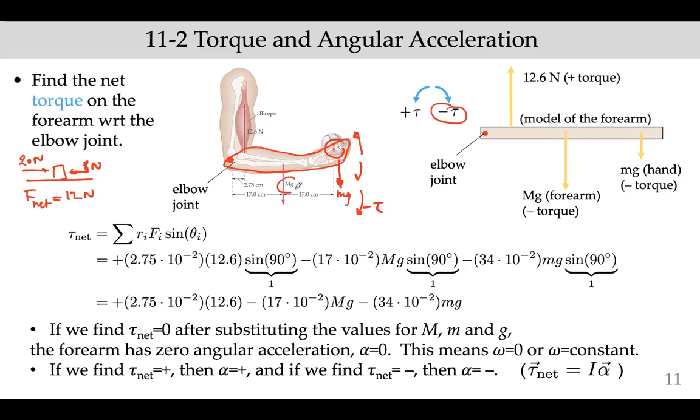Same with this mg. This mg is the mass of the forearm, the weight of the forearm, and it will also try to rotate it around this point in the clockwise direction. So this will also create negative torque.